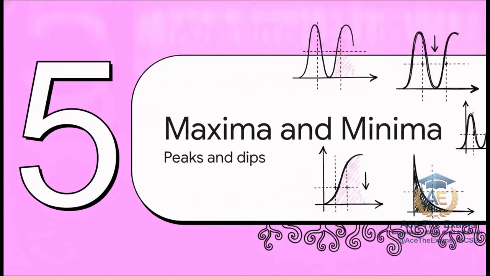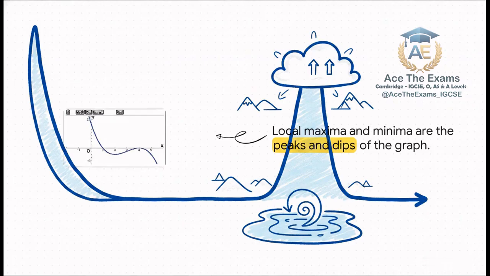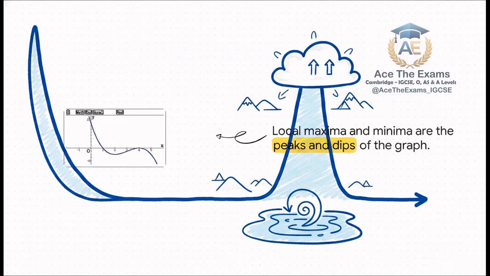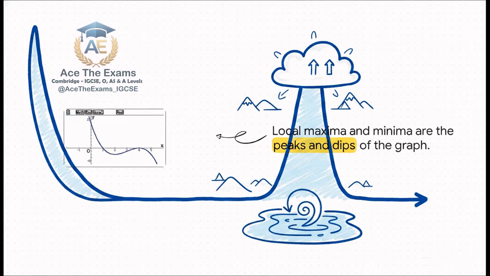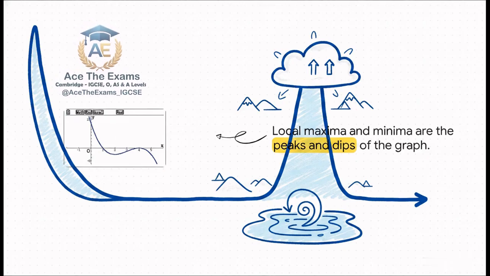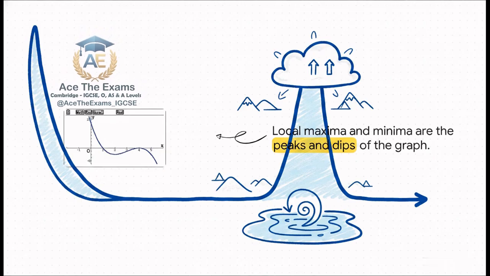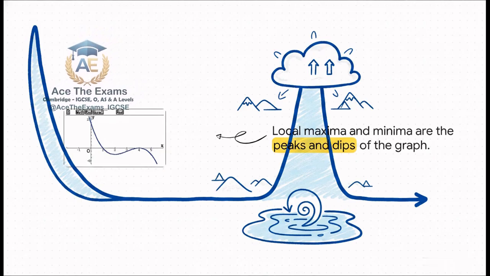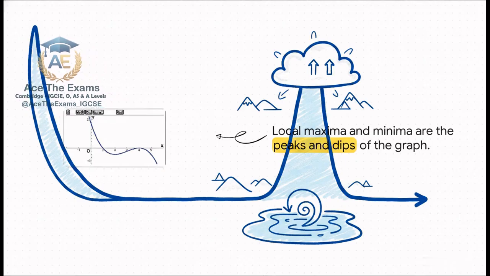Okay, Section 5, Finding Maxima and Minima. All right, we've got the roots, we've got the intercepts, but what about the turning points, the extremes? In math speak, we call these local maxima and minima. In normal speak, these are just the peaks and the dips of your graph. You've got the graph swooping down into a valley, that's your local minimum. And then it climbs up to form a hill, that's your local maximum. These vertices represent the absolute lowest and highest values the function hits within that specific local area.